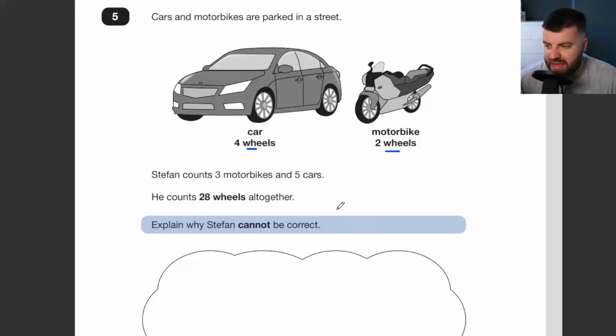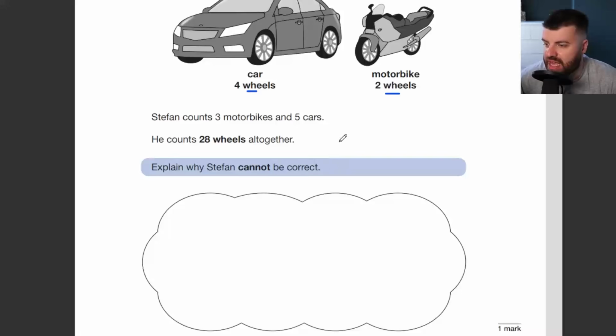Explain why Stefan cannot be correct. Why can Stefan not be correct? Well, let's take a look here. 3 motorbikes, 3 times 2 is 6. So there we've got 6 there, and he counts 28 wheels together. So we've got, for the cars, 5 times 4. That's 20, and we get 26.